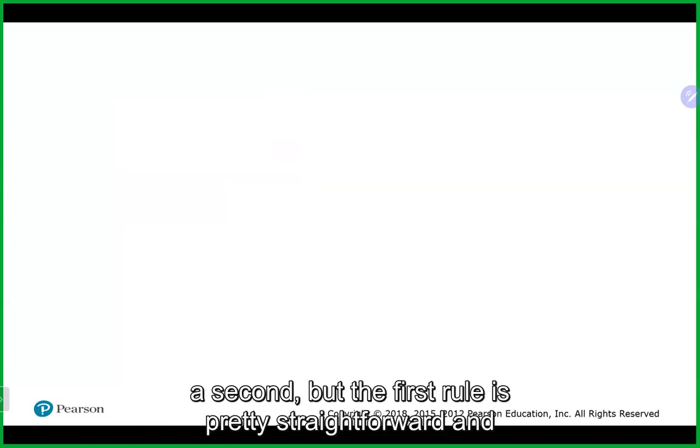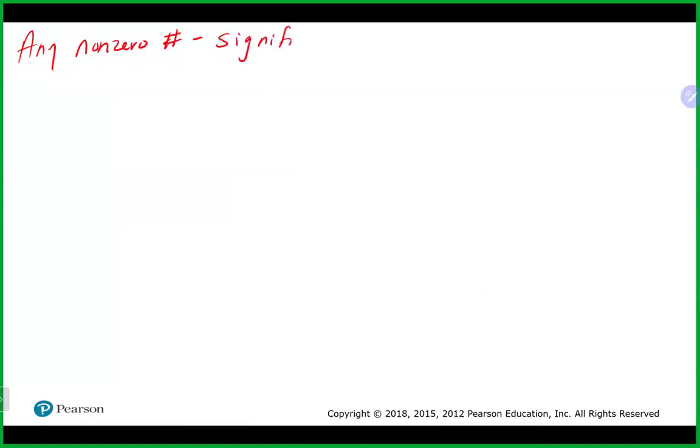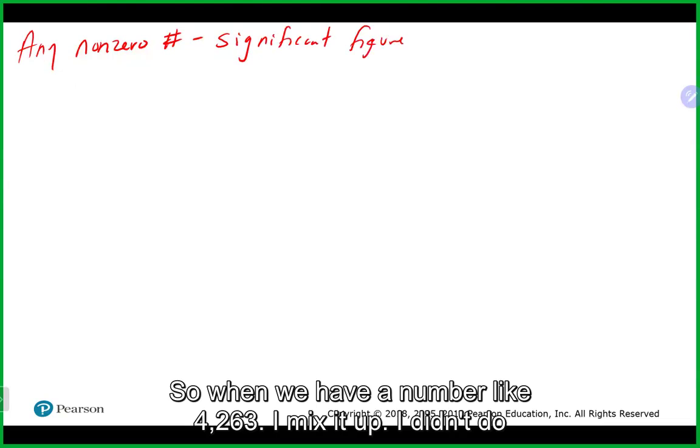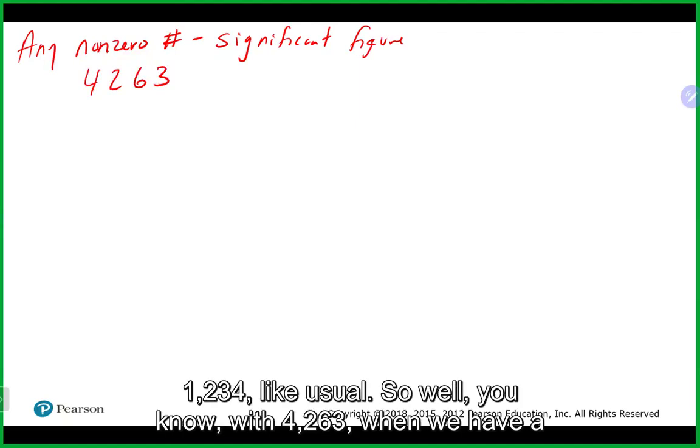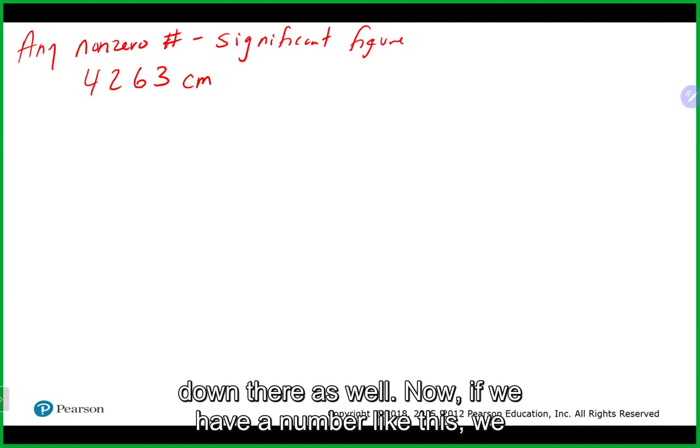The first rule is pretty straightforward and pretty simple. Any non-zero number is always going to be a significant figure. So when we have a number like 4, 2, 6, 3, and I mixed it up, I didn't do 1, 2, 3, 4 like usual. So we'll go with 4, 2, 6, 3. When we have a number, be it a measurement, we could throw some centimeters down there as well.